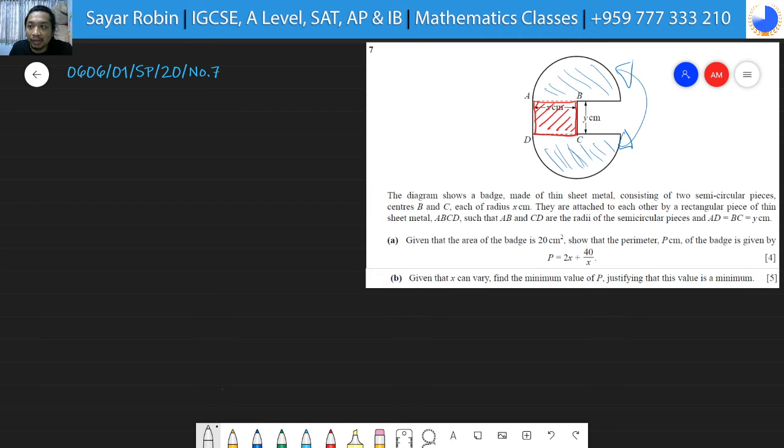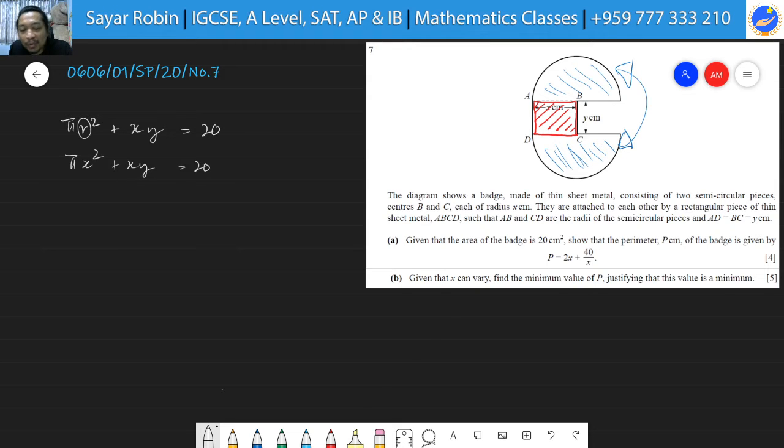Therefore, you can find the circle area directly: pi r squared, plus the area of the rectangular piece of thin sheet metal, which is x times y. Length is x and height is y. It's going to be 20. The radius has to be x, therefore we change r into x. Pi x squared plus xy is equal to 20.